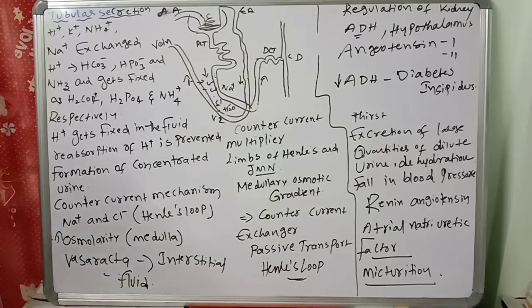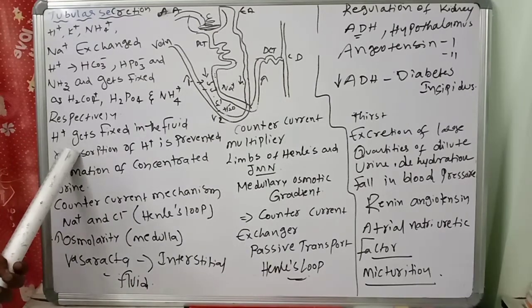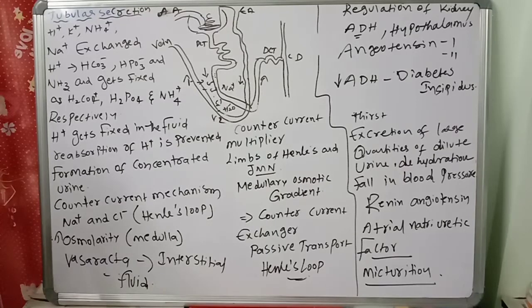The secreted H plus ions get fixed. How do they get fixed? They combine with HCO3, HPO4 and NH3, forming H2CO3, H2PO4 and NH4 respectively. Since H plus gets fixed in the fluid, its reabsorption is prevented. It cannot be reabsorbed, so in the urine you will sometimes see these kinds of compounds.